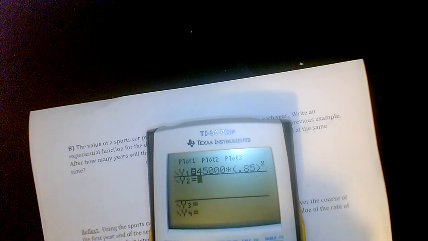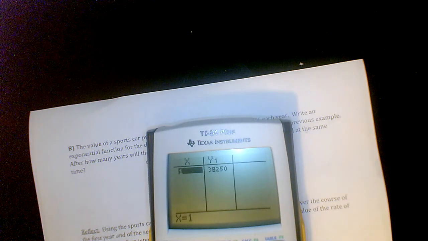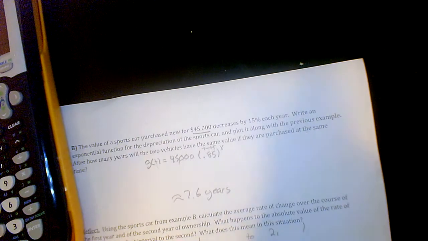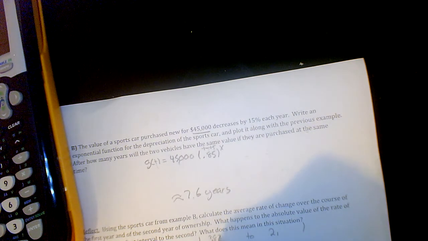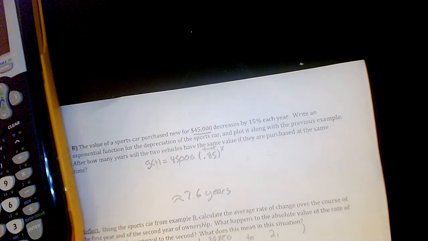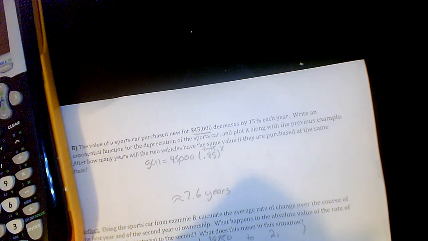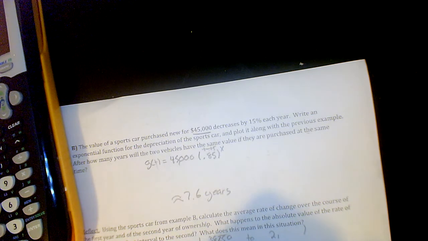We're going to clear that guy out. Now we'll go back to the table. It looks like 38,250. So 38,250 after the first year. Let's go ahead and get the slope. So slope is y1, 45000 minus y2, 38,250, and 0 minus 1, right? Alright, yeah, so y sub 2 minus y sub 1 over x sub 2 minus x sub 1.